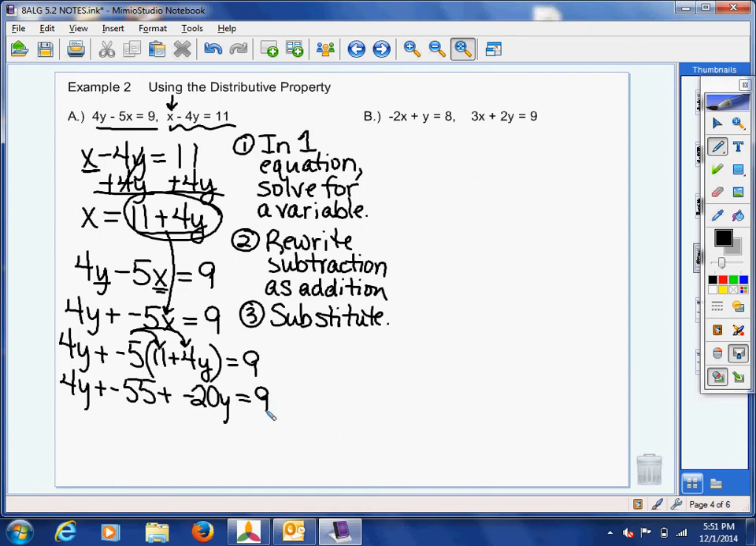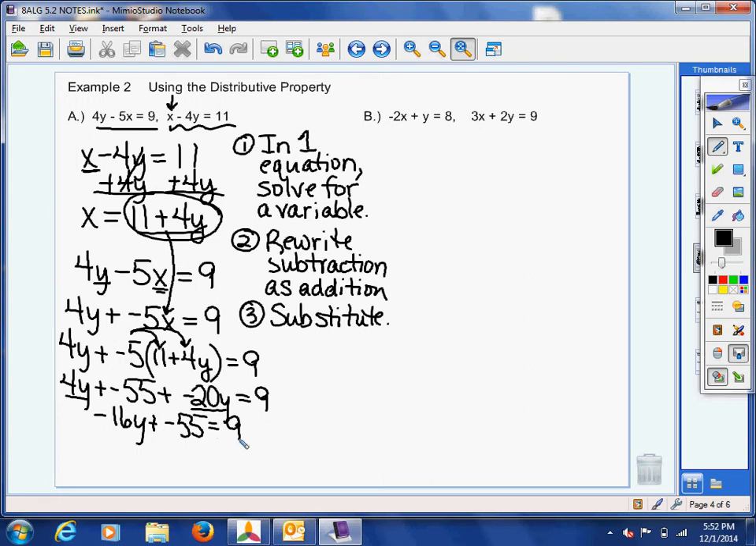Now, I'm not ready quite yet to start moving things around. You notice I have y's on the same side of the equal sign? Well, that means I can combine them. They're on the same side, and I can put them together. So what is 4y plus -20y? And hopefully you said -16y. Okay, looking great.